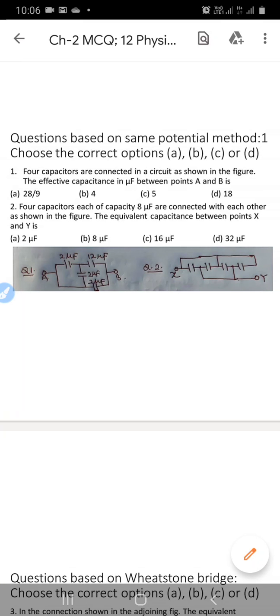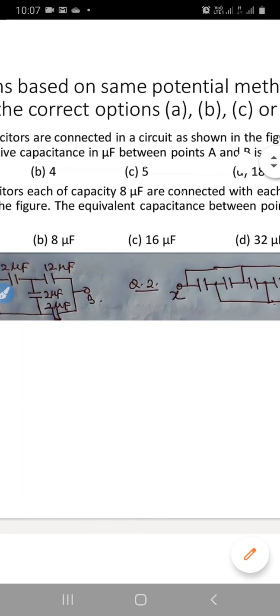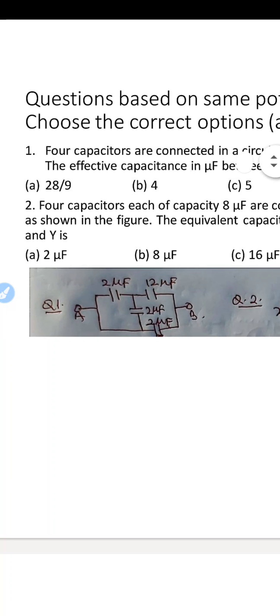The question I read here, first question: 4 capacitors are connected in a circuit as shown in the figure. The effective capacitance in microfarad between points A and B is? Option A 28/9, B 4, C 5 and D 18. So here is the figure for question number 1.